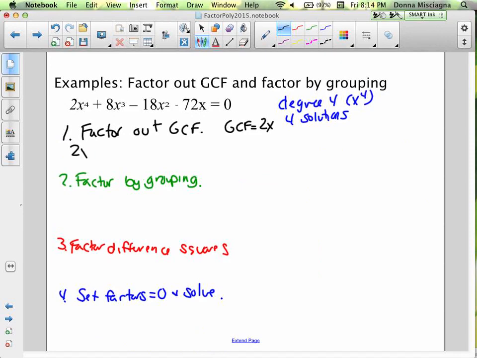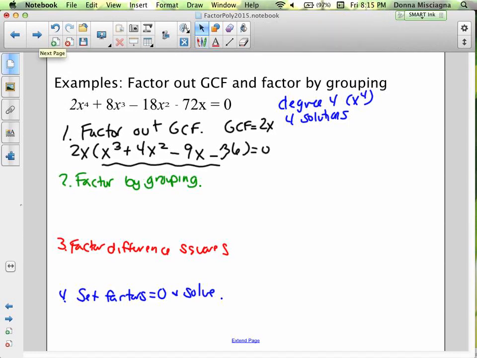Right, so we'll factor out the 2x, and we'll have an x cubed. 8x cubed divided by 2x, that would give us a 4x squared. Negative 18x squared divided by 2x is a negative 9x. And negative 72x divided by 2x, that would be negative 36. All right, so now we'll do factor by grouping with the leftovers here.